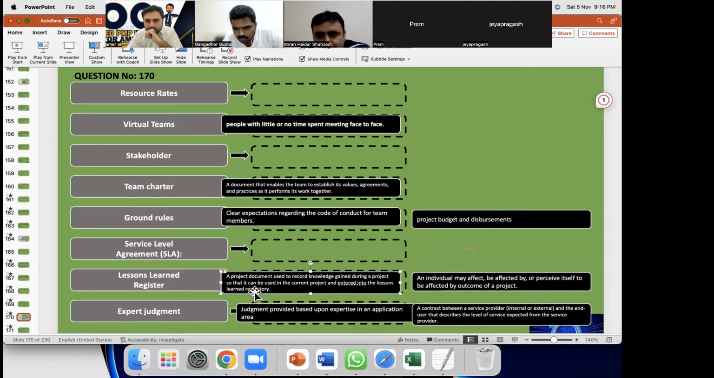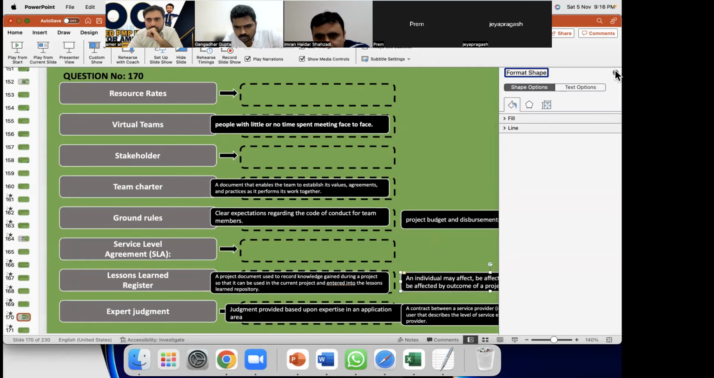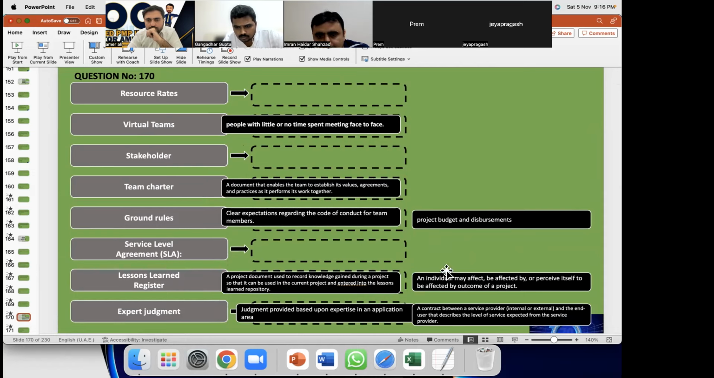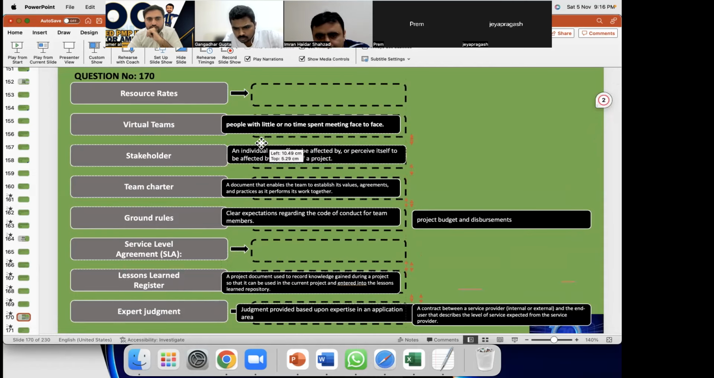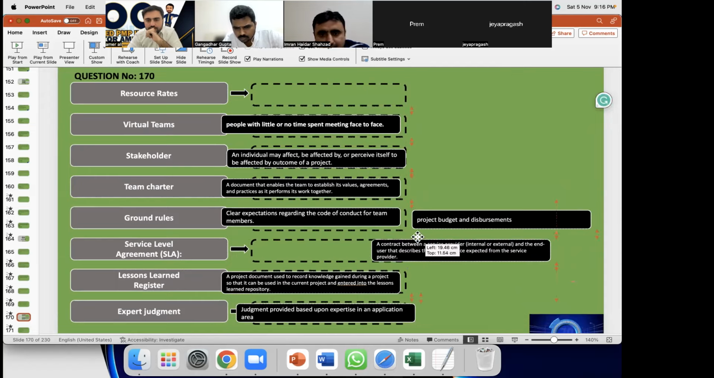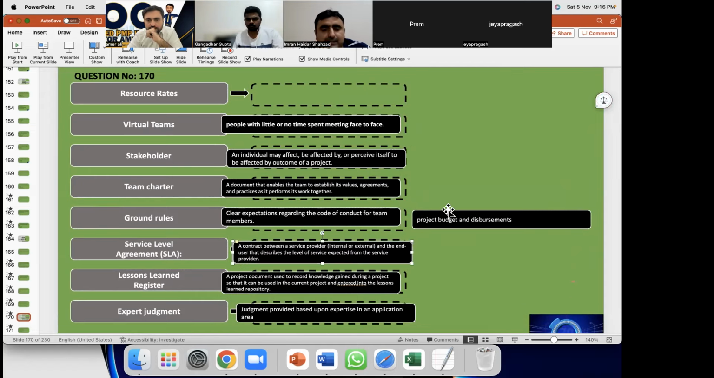An individual may be affected or perceive itself to be affected by the outcome of a project. This will be the stakeholder. A contract of service, a contract between service provider and internal, will be the SLA. Well done. This will be the resource rate.